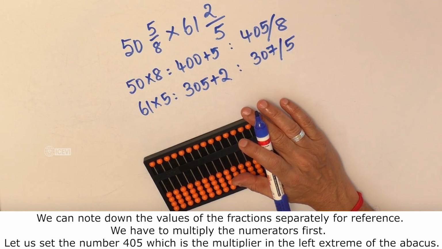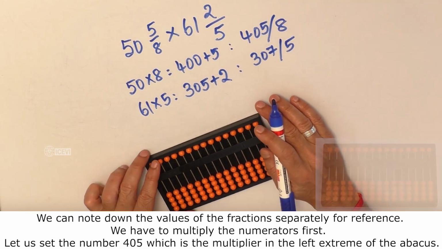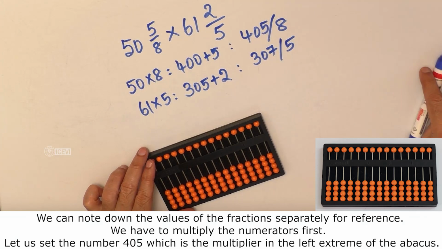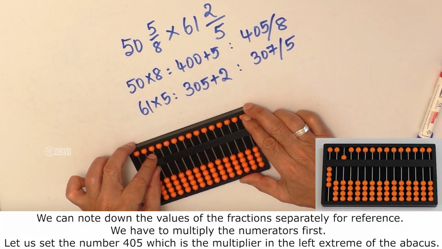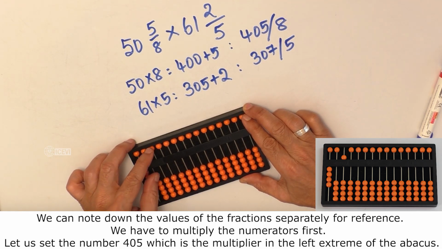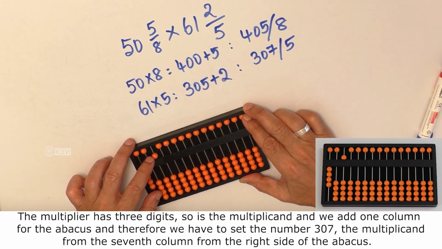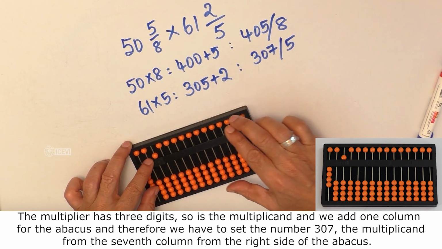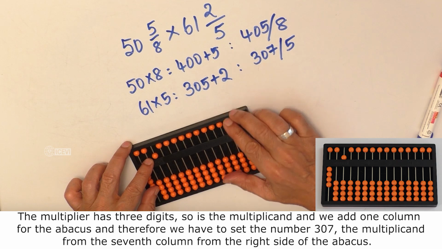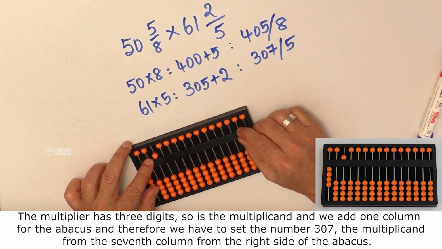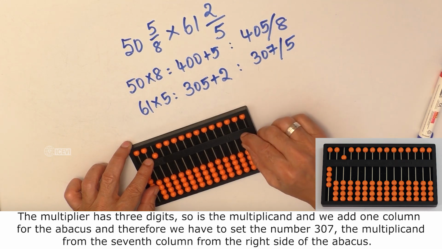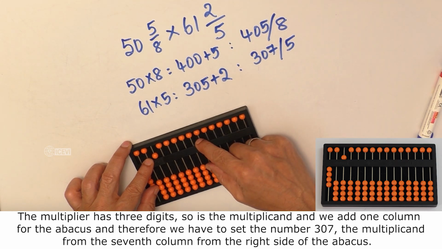We have to multiply the numerators first. Let us set the number 405 in the left extreme of the abacus, and this is the multiplier. The multiplier has 3 digits, so is the multiplicand. And we add one column for the abacus, and therefore we have to set the multiplicand 307 from the 7th column from the right side of the abacus.